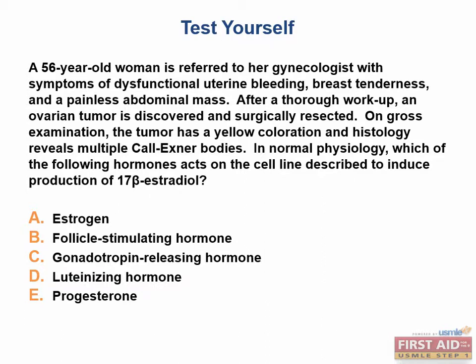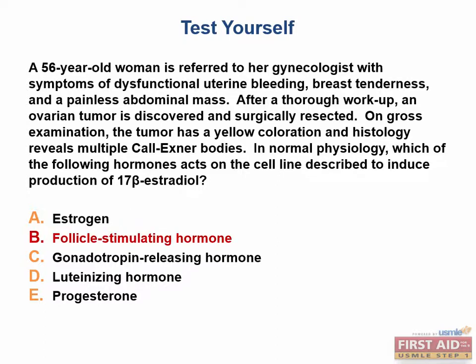A 56-year-old woman is referred to a gynecologist with symptoms of dysfunctional uterine bleeding, breast tenderness, and a painless abdominal mass. After a thorough workup, an ovarian tumor is discovered and surgically resected. On gross examination, the tumor has a yellow coloration and histology reveals multiple Call-Exner bodies. In normal physiology, which of the following hormones acts on the cell line described to induce production of 17-beta estradiol?